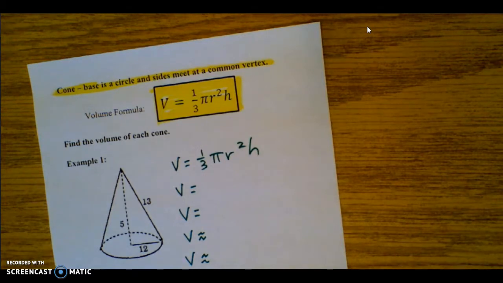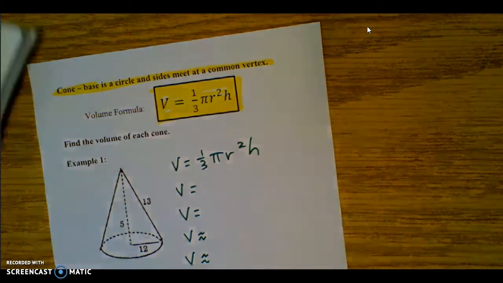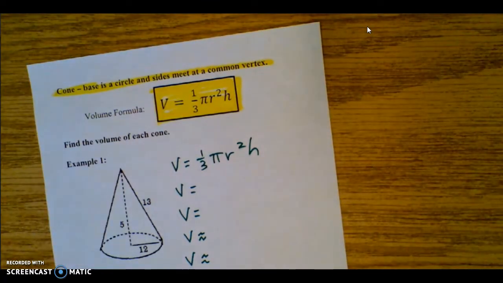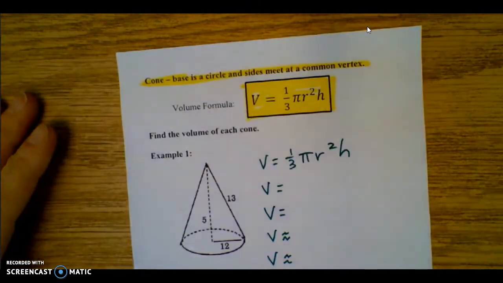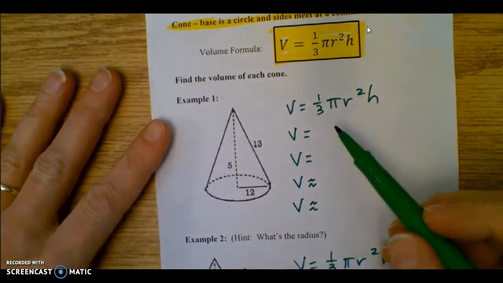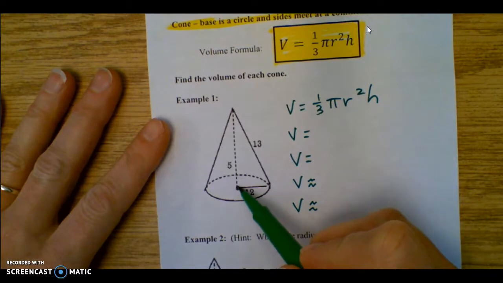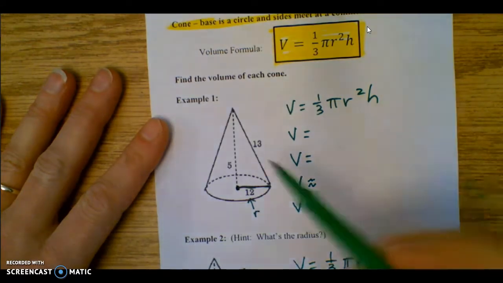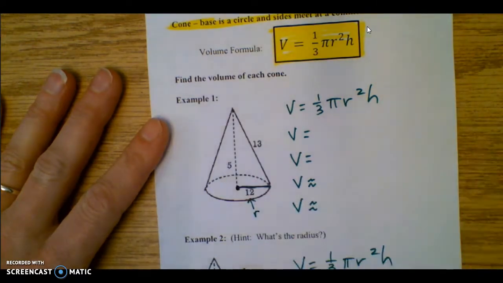So remember, a cone has a circular base. The sides meet at a common vertex. The cone that we have been given in our first example, we're supposed to find the volume of it. So there are a couple things we have to make sure we're clear about. The radius of the circle is down here. It is always the distance from the center of the circle out, so we need to make sure we use that for r. And then we have two other numbers in our picture.